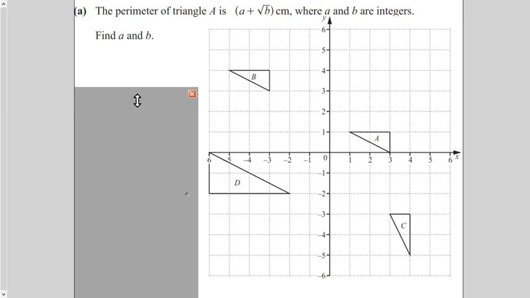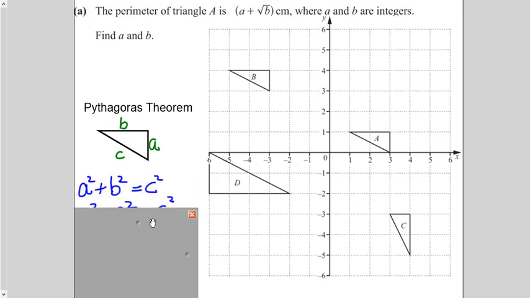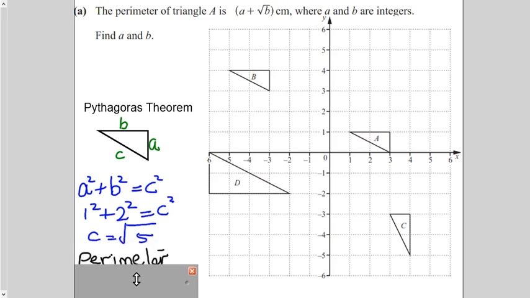We write the Pythagoras theorem as a squared plus b squared equals c squared. Now please remember this a, b has nothing to do with this a, b, right? I'm just generalizing the Pythagoras theorem here. So I'll find the side in this form. This side is 1 unit, so here I will write 1 squared. This side is 2 units, so I will write 2 squared and c squared. So my c is root 5.